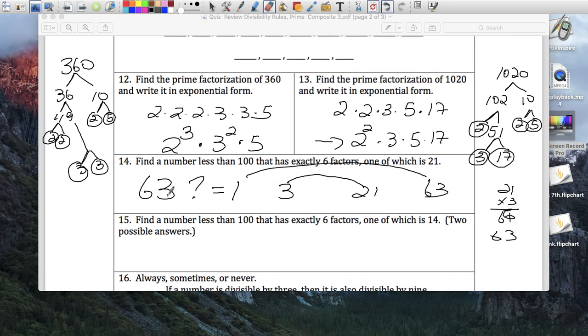2 doesn't work because it's not even. 3 we already have. 4 doesn't work. 5 doesn't work. 6 doesn't work. 7, yes, 7 and 9 is 63. 8 doesn't work. And 9 is already written, so I know I'm done. So I have 1, 2, 3, 4, 5, 6. So my actual number was 63.